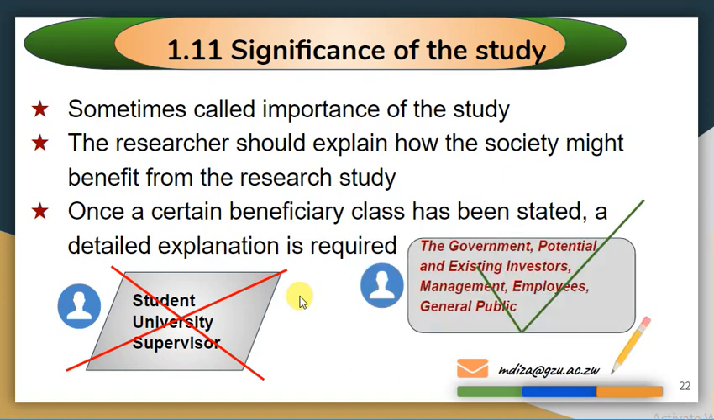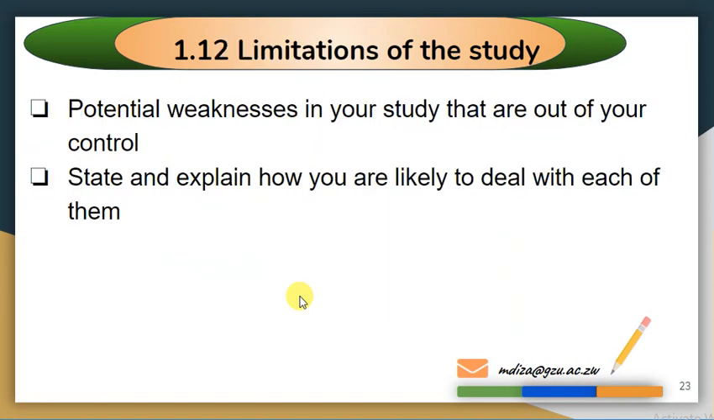As a word of encouragement, we can pick and say the government, potential and existing investors, management. So you need to explain now how management can benefit from your research. Limitations are potential weaknesses in your study that are out of your control. So you need to state and explain how you are likely to deal with each of them.